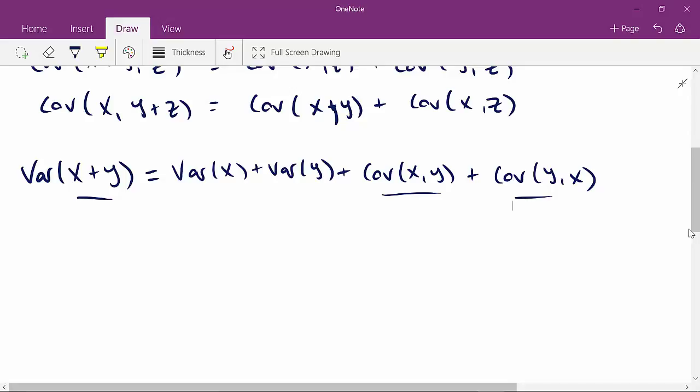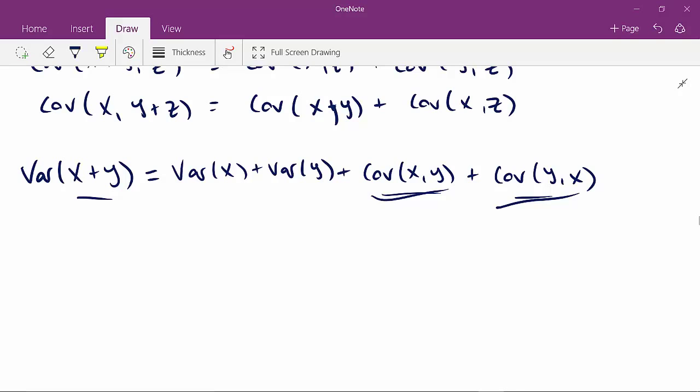If the vectors x and y are mutually uncorrelated, then those two terms would be 0, and the variance will distribute across sums, just like in the univariate case with uncorrelated random variables. Okay, so I think that's pretty much all you need to know.